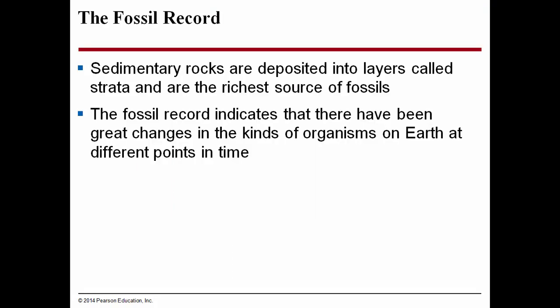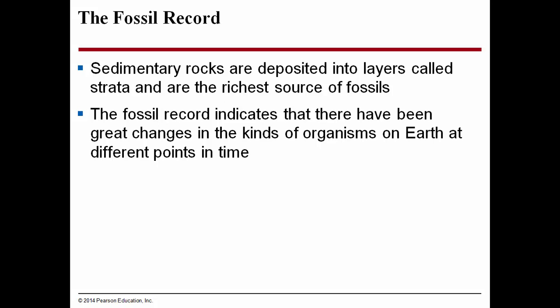Sedimentary rocks are deposited into layers called strata, and are the richest source of fossils. In an earlier lecture, we talked about how sedimentary rocks are laid down in lake beds and river beds and on the marine coastal plains.